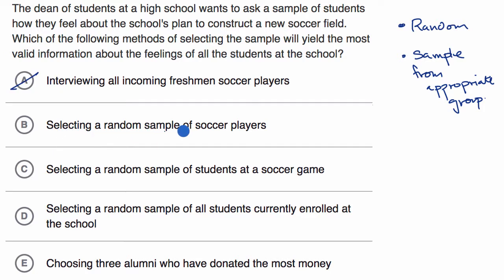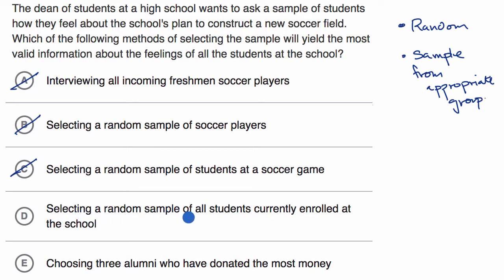Select a random sample of soccer players. Well, this has the same problem. Instead of sampling from the entire student population, you're sampling just from soccer players. Selecting a random sample of students at a soccer game. So once again, these are the students who happen to like to watch soccer games. So this wouldn't be representative of all students at the school.